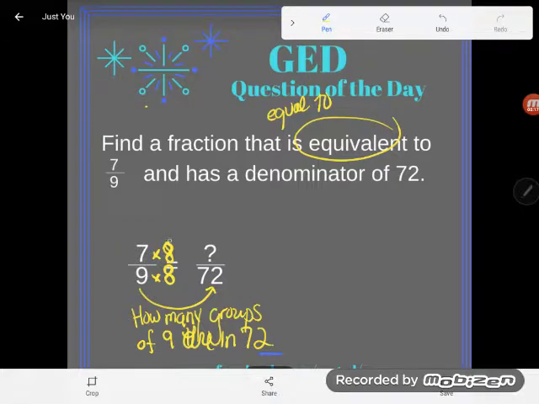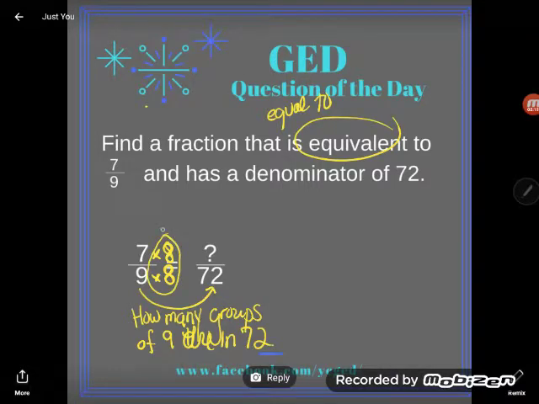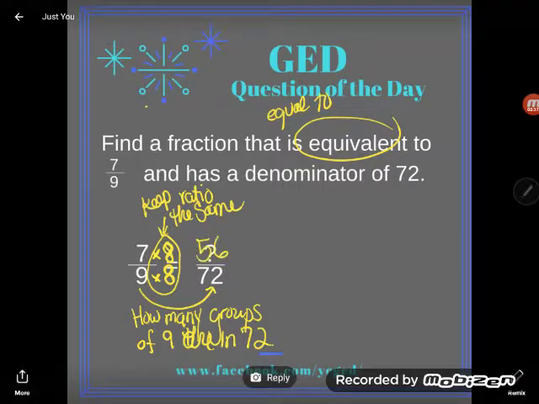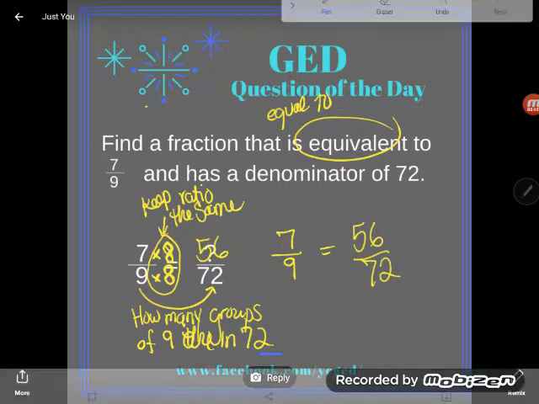And of course, as long as we keep the relationship the same, we call that relationship a ratio. By multiplying the top and bottom by the same number, we are legitimately not changing the value of the fraction, just its appearance. So then 7 times 8 would be 56. And what does that mean to us? It means that 7/9 is exactly equivalent to 56 over 72.